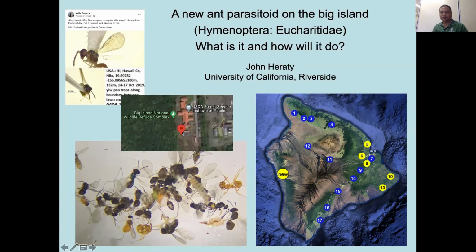And this is where he collected it. He was able to identify for me that it was just behind the USDA Forest Service Institute of Pacific Islands Forestry on the Big Island, right there. He ran a trap and he was able to collect these wasps. So I had a confirmation on this.